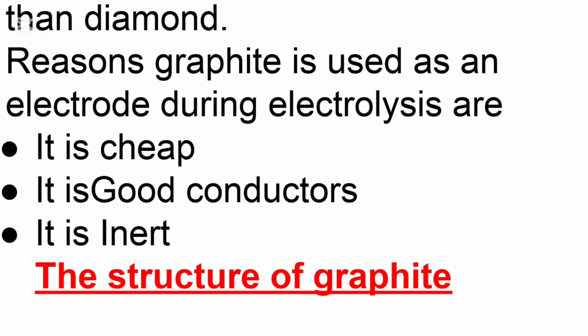Reasons graphite is used as an electrode during electrolysis are: it is cheap, it is a good conductor, it is inactive. Electrolysis is the process by which an electrolyte is decomposed by passing an electric current through it. So we prefer the use of graphite as the electrodes, and these are the 3 reasons. 1, graphite is cheap, it is a good conductor, and it is inert. It does not react with most chemicals. Therefore, it is useful in electrolysis.